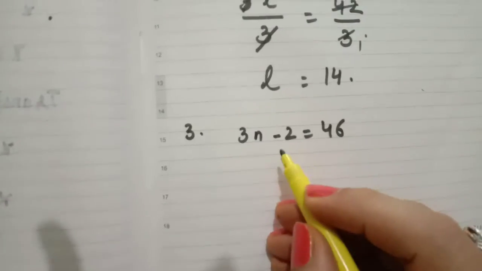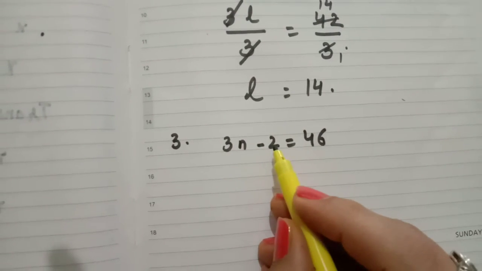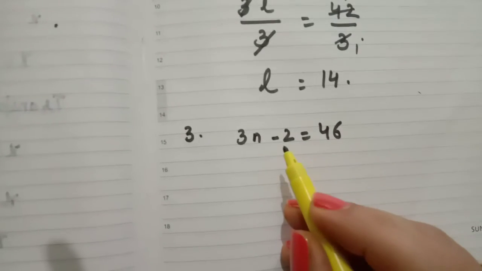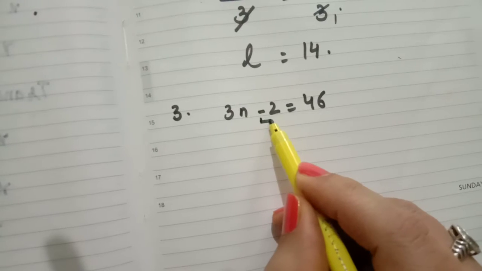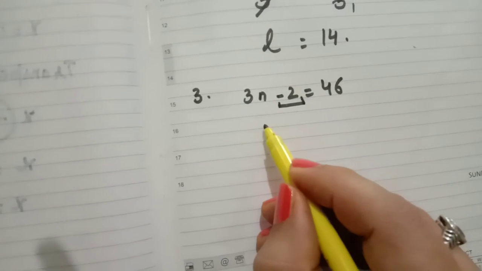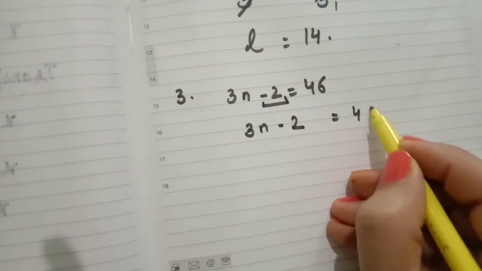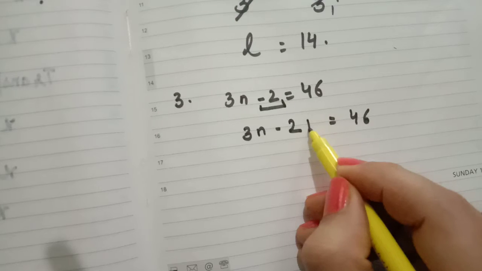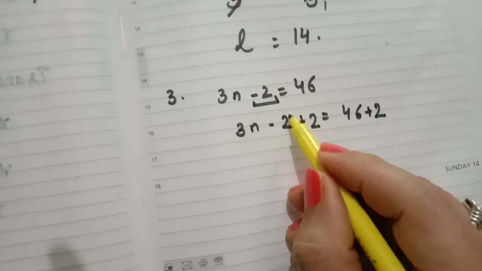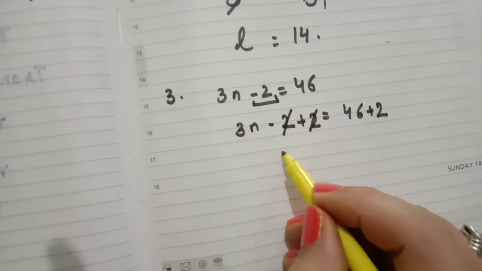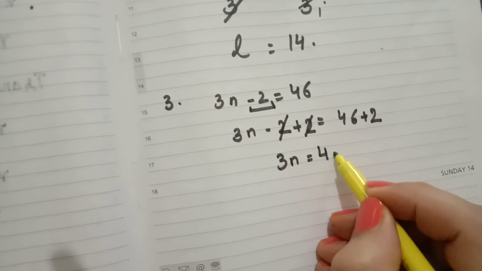Now how to get the value of n when we have both operations, multiplication as well as subtraction or addition, any kind of operation. First of all, we have to remove this minus 2 from here. So we have 3n minus 2. When we have to remove minus 2, we will add 2 to both sides. So this and this will get cancelled. We are left with 3n equals 46 plus 2, which comes out to be 48.